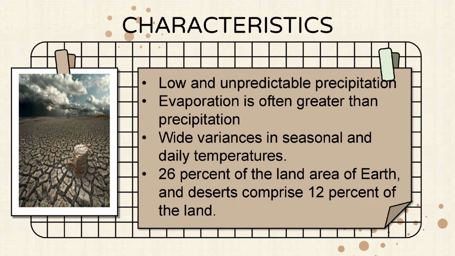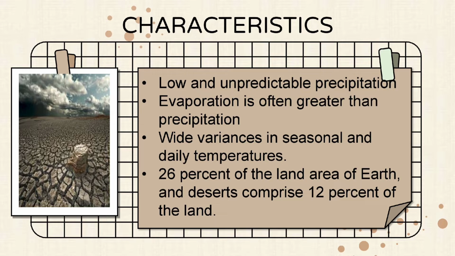Then another characteristic of a dry climate is that evaporation is often greater than precipitation. This results in a climate that lacks ground moisture due to the low average rainfall and rapid evaporation of the precipitation that does fall.